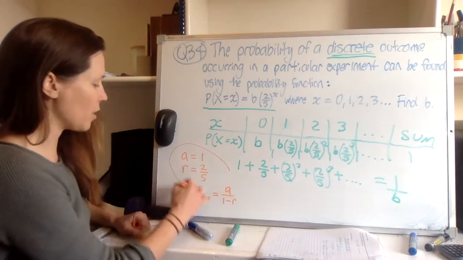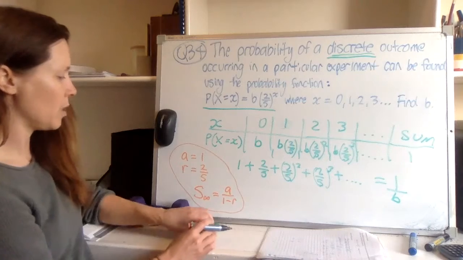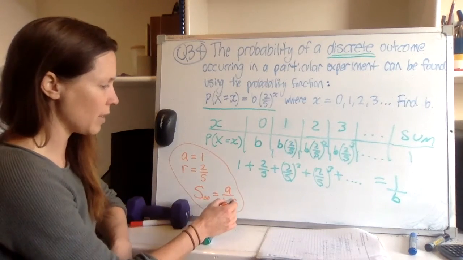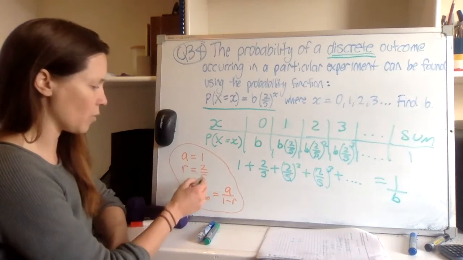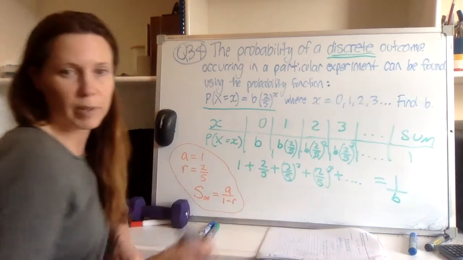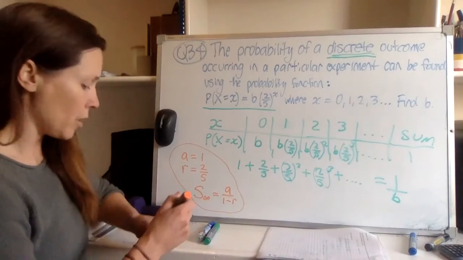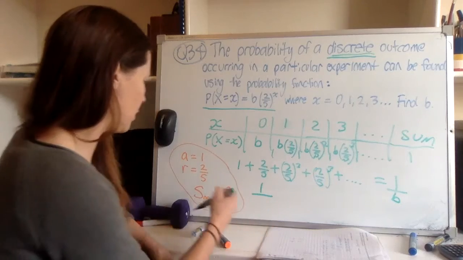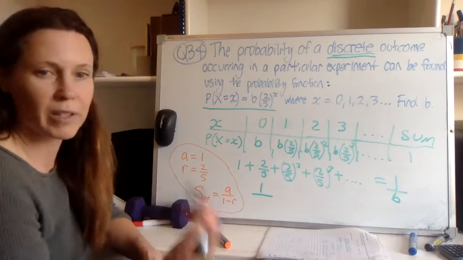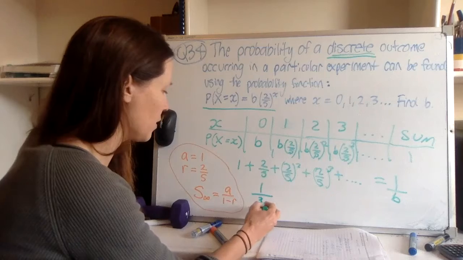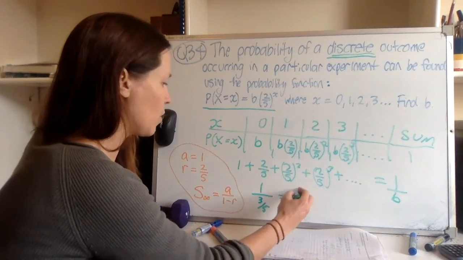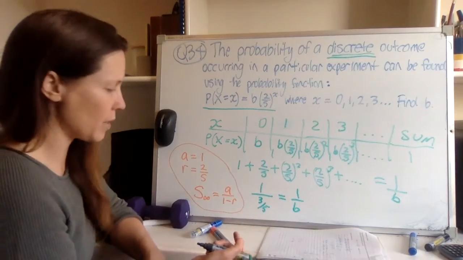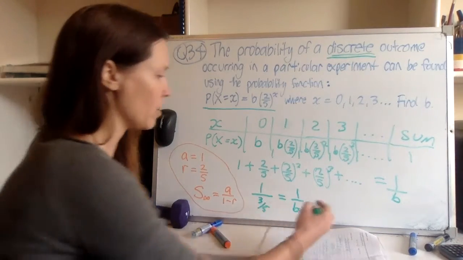So I'd have this working over on the side, I think, just to show my reasoning. And I can think through here that a over 1 minus r, where a is 1 and r is 2/5, is what the whole left-hand side of my equation is equal to. So continuing on, a is 1 over 1 minus r, well 1 minus 2/5 is just 3/5, is equal to 1 over b. Now these are both 1 over something, so I think I can just safely say here b equals 3/5.